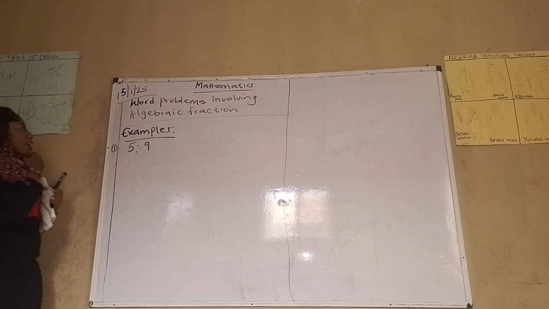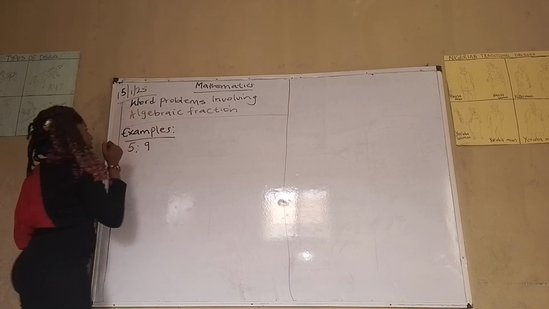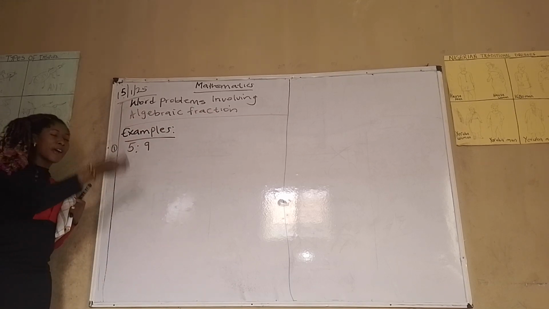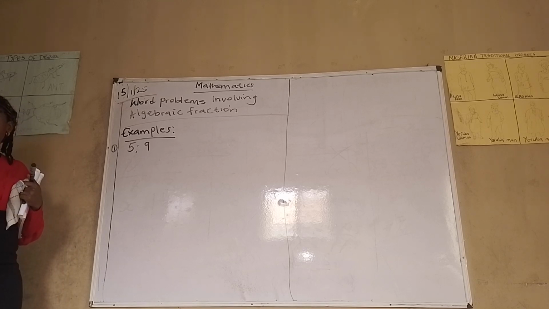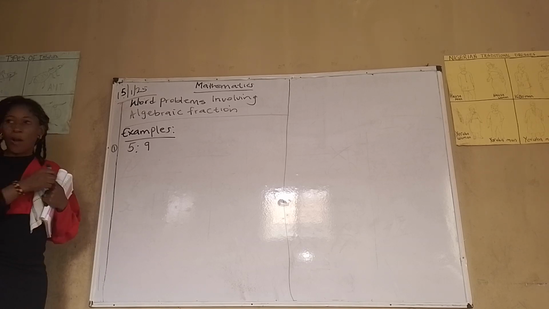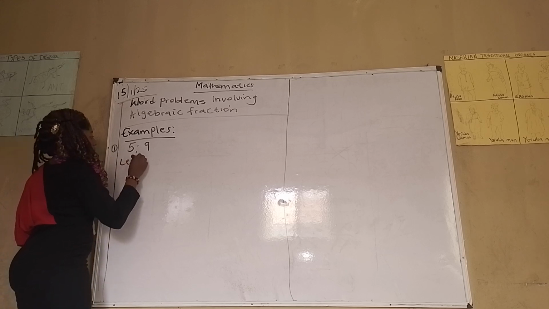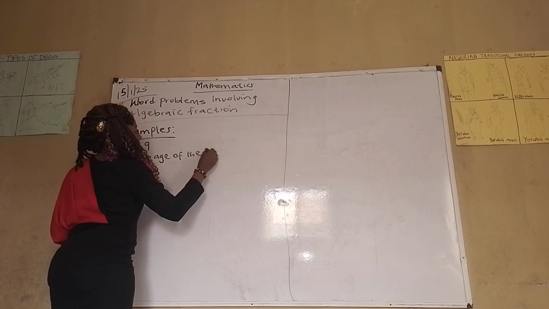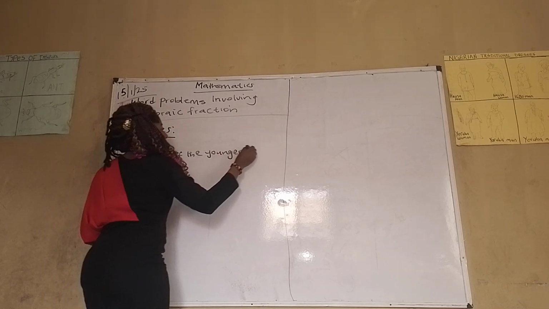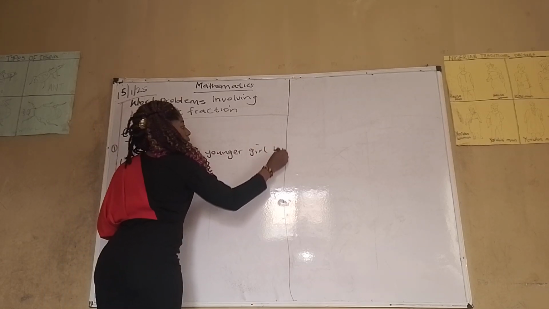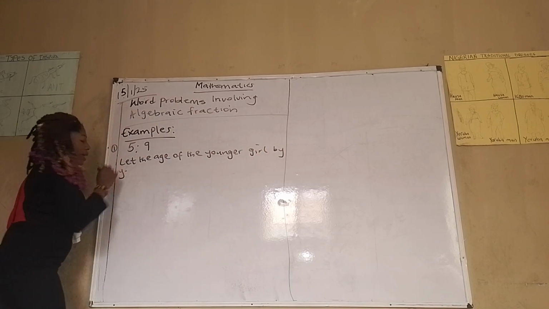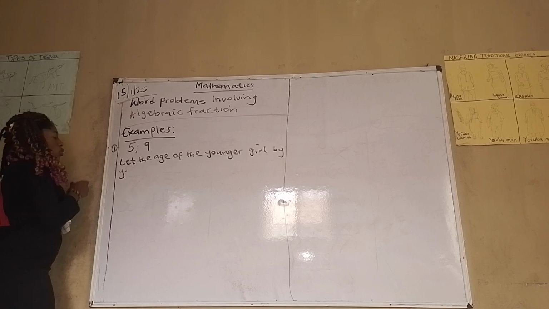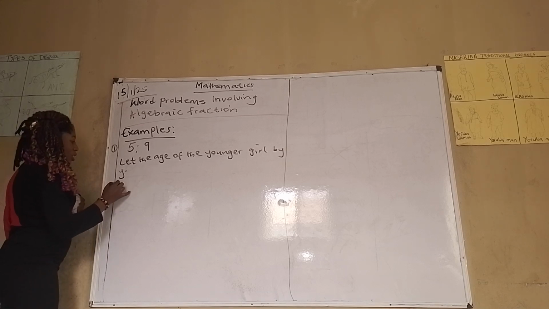younger girl. Don't forget, in solving word problems involving algebraic fraction, what do I say we do first? We think of an alphabet to represent the unknown. So let us call the younger girl's age Y. Don't write, so just listen. So we have Y, that's the younger girl's age.